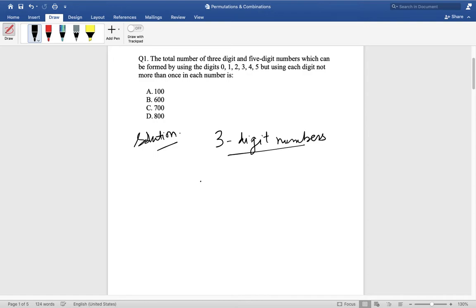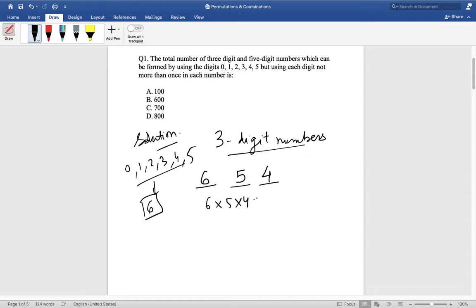For the 3-digit numbers, let us consider this. This is the 1th place, this is 10th place, and this is 100th place. So I have 0, 1, 2, 3, 4, 5 with me. So total is 6. I have 6 options for which I can make 3-digit numbers. So for this one, maybe I have 6 options. For this, since 1 is used here and it cannot be repeated, only 5 options will remain, and 1 again was used here, so only 4 options will remain. So I can make 3-digit numbers in 6 into 5 into 4 ways, which is 120.